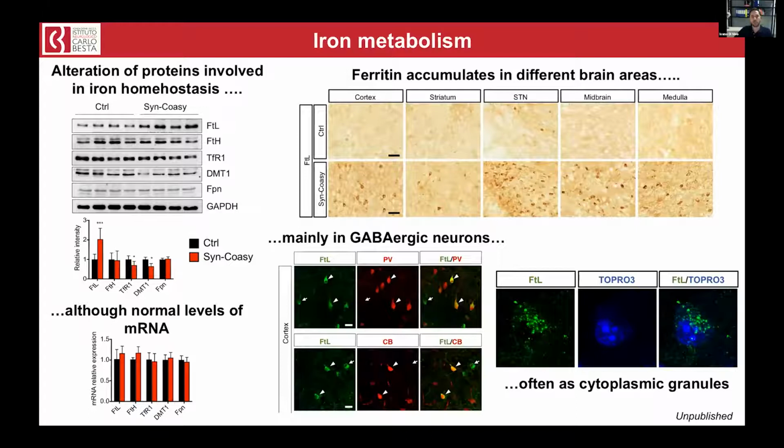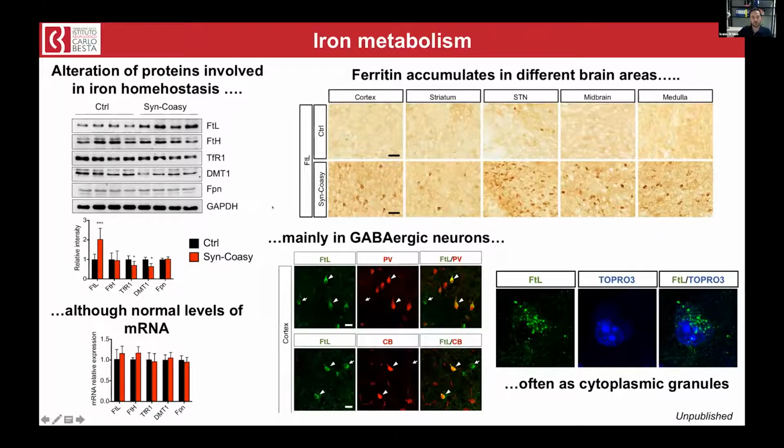Next, we looked at the iron metabolism, because you will know that iron accumulation is the hallmark of the disease, and we found a global alteration of proteins that are involved in iron homeostasis. The most altered protein is the ferritin light chain. Ferritin, you know, is the complex that stores iron in the cytoplasm, in the cell, and the ferritin levels are associated to the levels of intracellular iron.